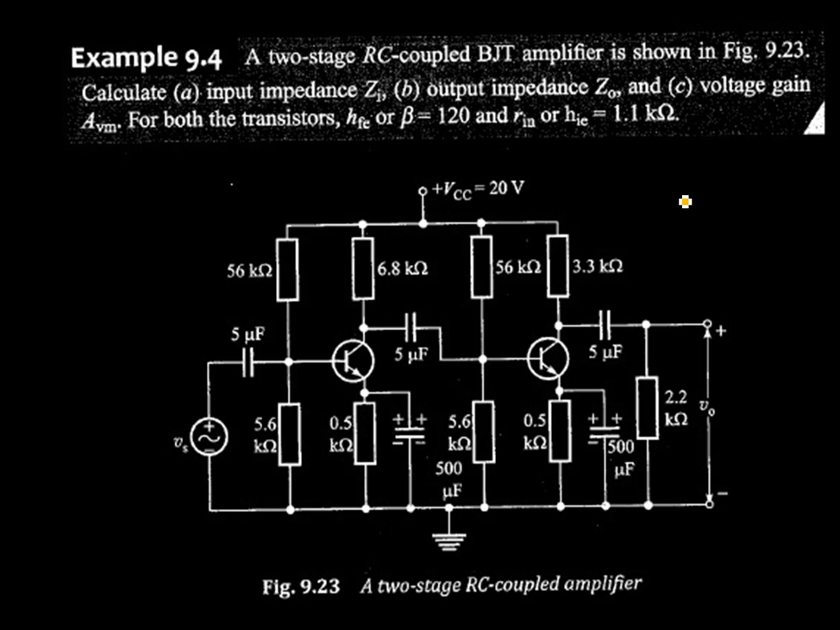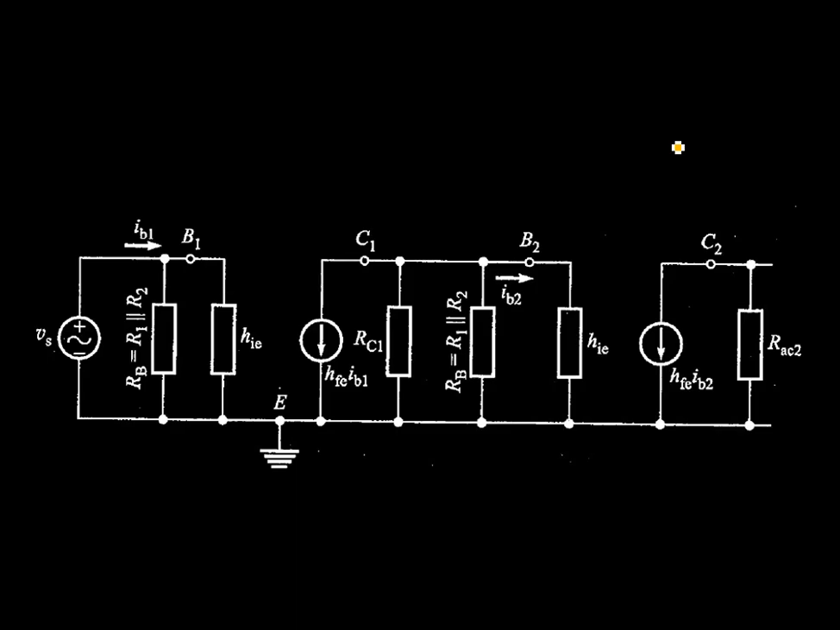Now we can quickly go through an example where you have a two-stage RC coupled BJT amplifier. You have two stages here. Calculate the input impedance, output impedance and the voltage gain AVM. For both the transistors, HFE or beta is one and the same, equal to 120, and Rin or HIE equal to 1.1 kilo ohm. So for this you can consider the equivalent circuit here.